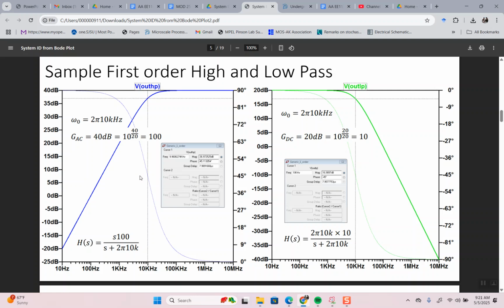And if I read over 45, you can see it's very nice when you have LTspice because it tells you what it is just by moving the cursor around. The gain is 100, right? But over here on the low pass, it's 20, the minus 3 dB point is 17, right? Gain DC is 10. And I did it so that you still get the same cutoff frequency.